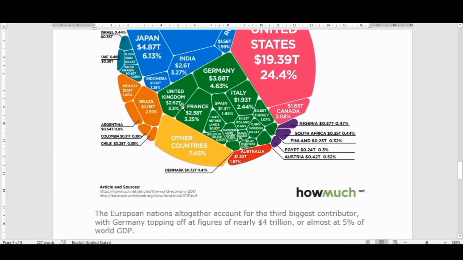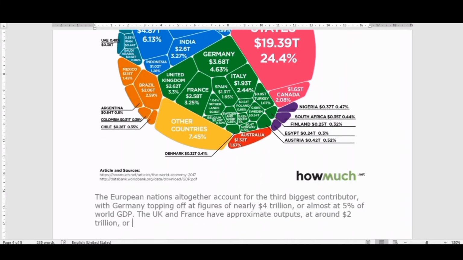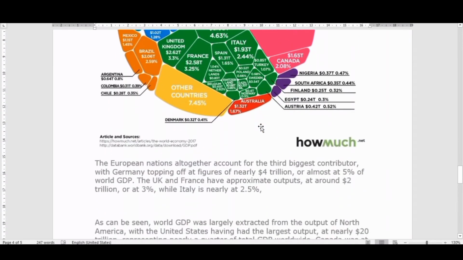Let's group the United Kingdom and France together. The UK and France have approximate outputs at around $2 trillion, or at 3% there, while Italy is nearly at 2.5%, or $1.93 trillion there.